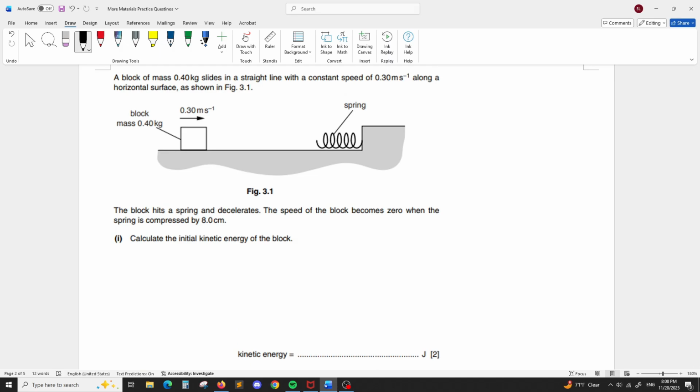So this is actually from a previous unit. Good review. So kinetic energy is equal to 1/2 mv squared, which is going to be 1/2 times 0.4 times 0.3 squared, so 0.4 times 0.3 squared over 2, and our kinetic energy is equal to 0.018.